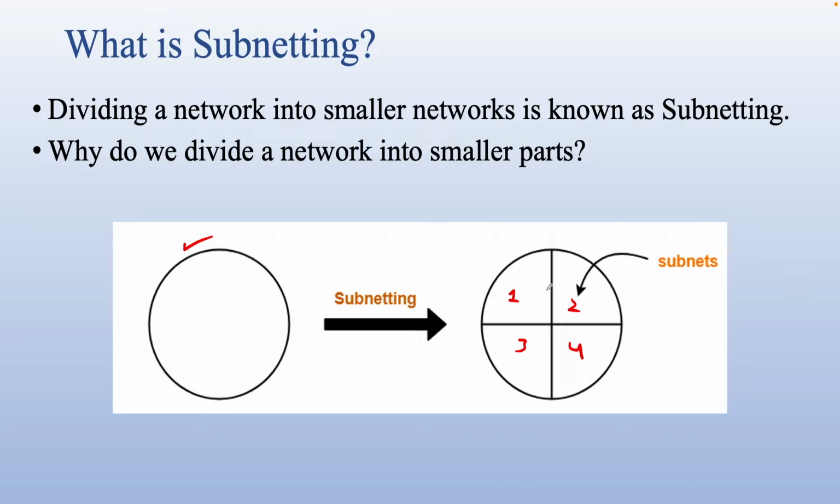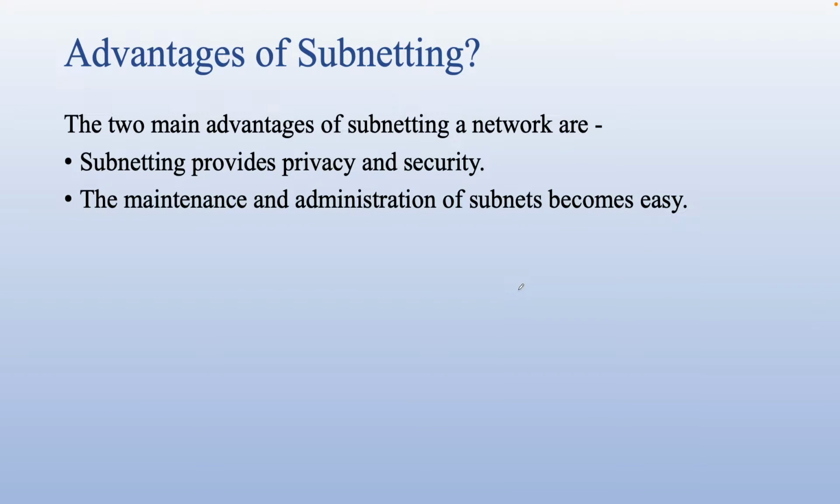So we have divided this bigger network into 4 parts. So this is known as subnetting. But why are we dividing this bigger network into smaller parts, right? Why are we doing it? Because subnetting provides us privacy and security, because each part is acting independently. So they have privacy of their own and they have security also.